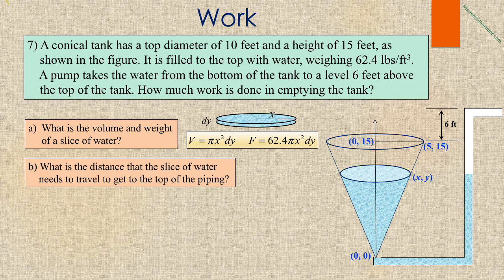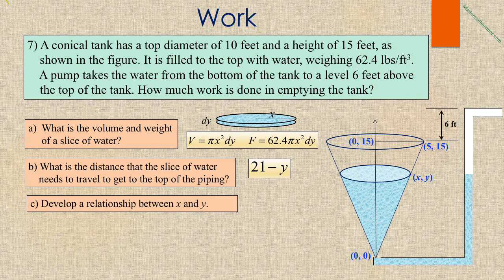Next, we need to know the distance that the slice of water needs to travel in order to get to the top of the piping. Since the slice is at the point x, y, the tank is 15 feet high and the piping extends another 6 feet above it, then the distance that the slice needs to travel is simply 15 plus 6, or 21, minus y.